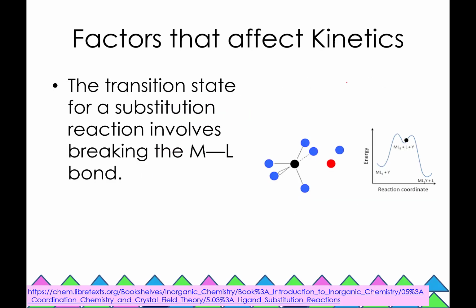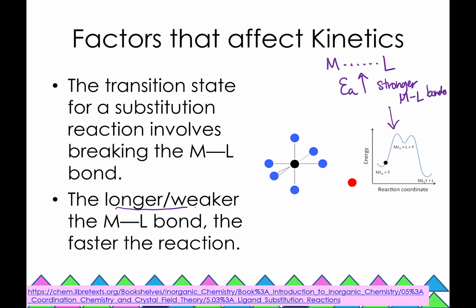Again, this first transition state that we're seeing, this highest activation energy barrier, is this metal ligand bond breaking. So your activation energy is going to be greater for stronger metal ligand bonds. So the longer or weaker the metal ligand bond, the faster the reaction.